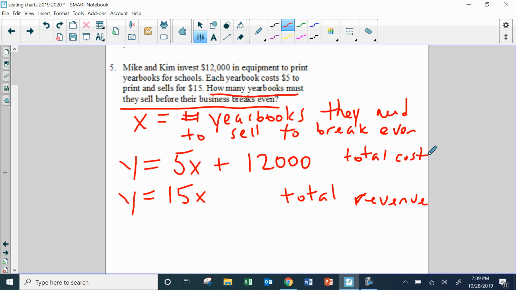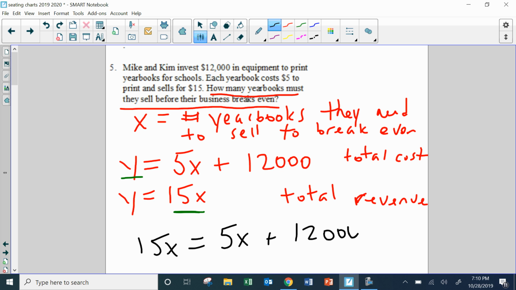So I just need to set, and again, I can see that this also works with substitution. If I plug in this 15x right here for this Y value, it sets the equation up for me as well. So that's what I'm going to do. I'm going to say, all right, well, I know 15x, which is my revenue, needs to equal 5x plus 12,000. And now I just need to solve this.